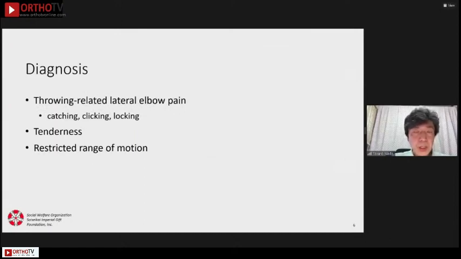Diagnosis. The patient presents with throwing-related lateral elbow pain. They occasionally present with catching, cracking, and locking. On physical examination, patients have tenderness over the capitellum and the radial head. A restricted range of motion is often observed.